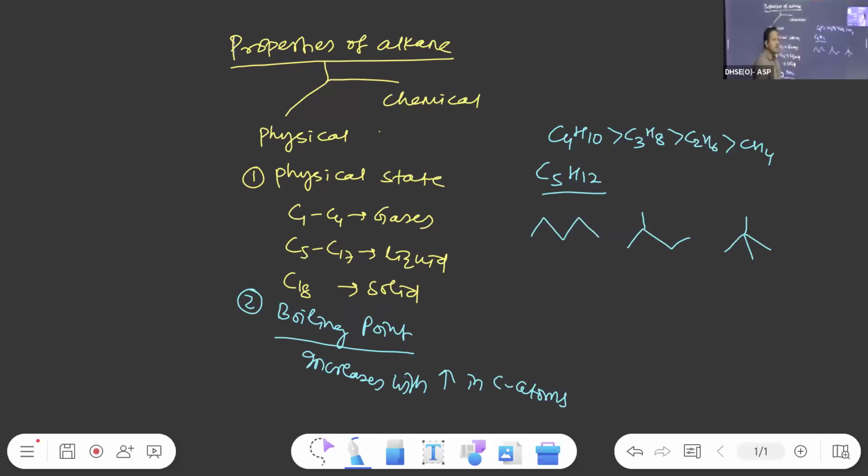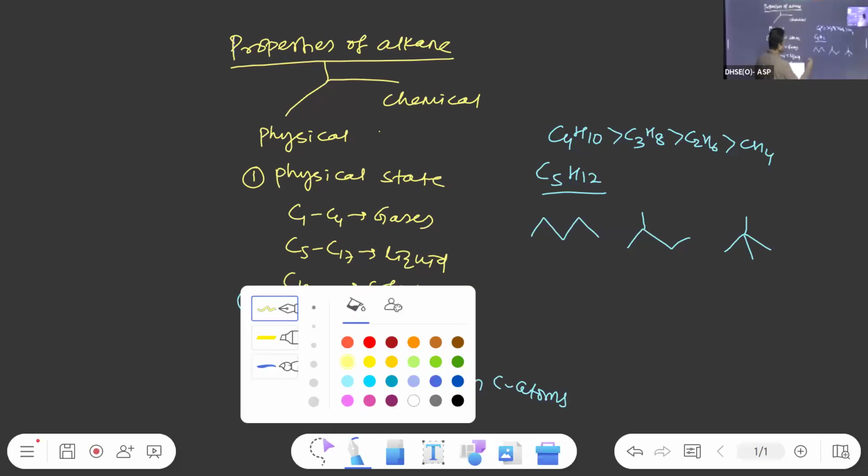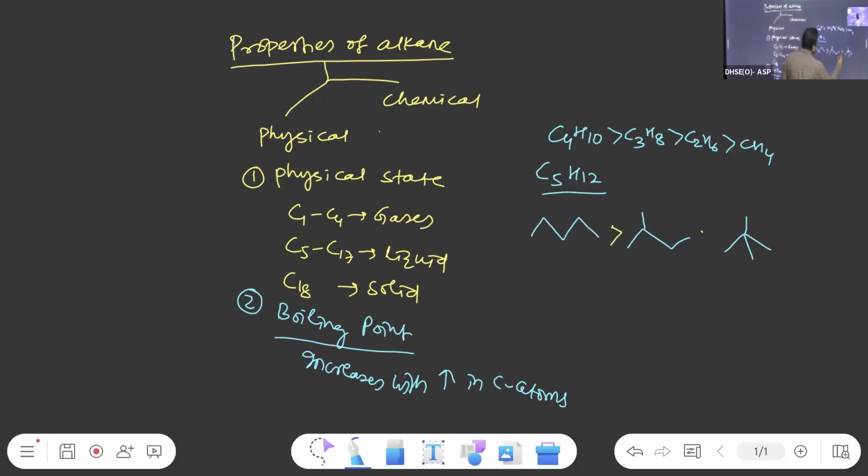Will the boiling points be equal, or will one of the molecules have a higher boiling point? Equal, certainly not. The boiling point is highest for normal pentane, then iso, then neo. Why is this the order? Boiling point depends on surface area.